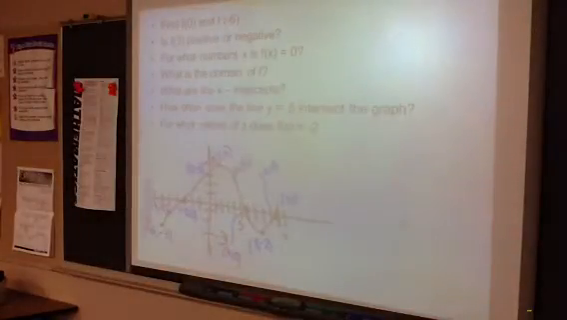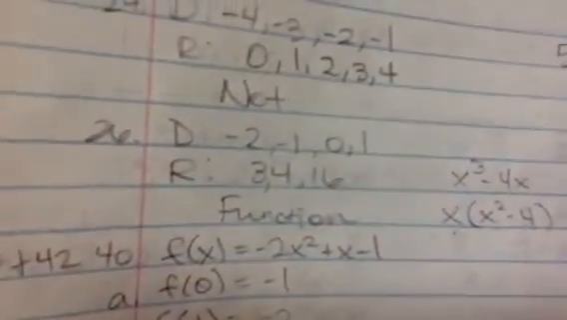For 20, your domain is -2, -1, 3, and 4, and your range is 3, 5, 7, and 12, and it is a function. 22, you got domain of 0, 1, 2, 3, range of -2, 3, 7, and it is a function. For number 24, it is not a function. I went ahead and stated the domain and range, but I don't believe you have to if it's not a function. 26, it is a function, and you got domain of -2, -1, 0, 1, and your range is 3, 4, and 16.